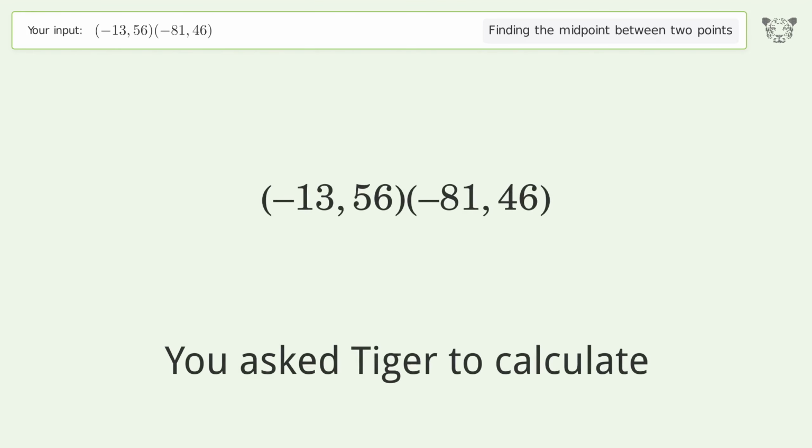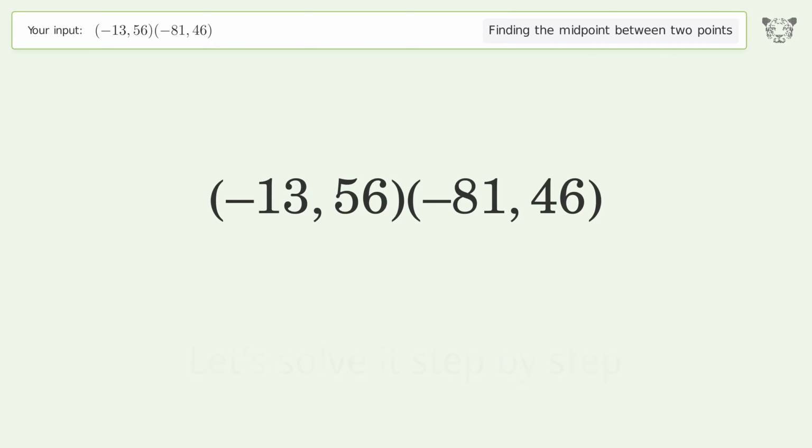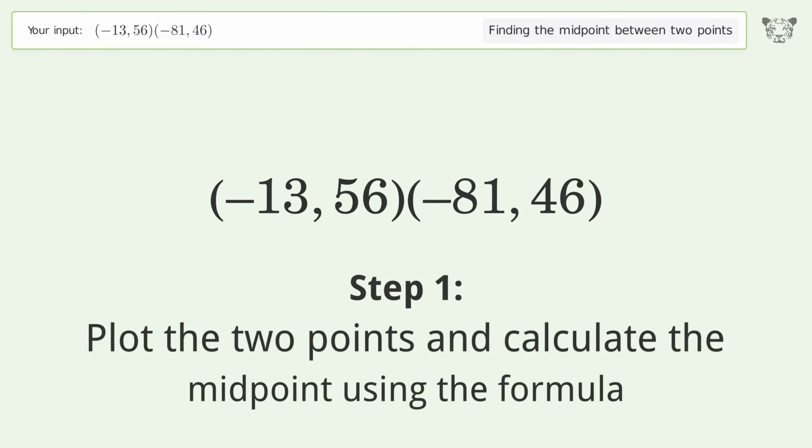You ask Tiger to calculate. This deals with finding the midpoint between 2 points. The midpoint between the 2 points is (-47, 51). Let's solve it step by step. Plot the 2 points and calculate the midpoint using the formula.